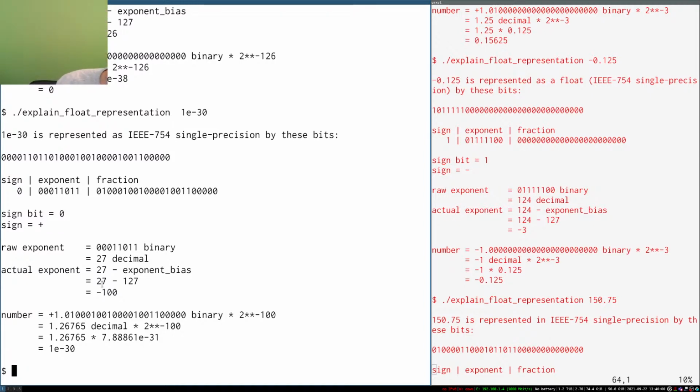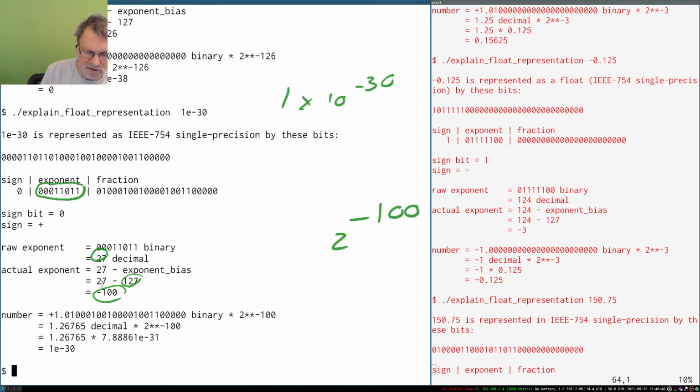So rather than type in 30 zeros, 0.00000001, I've told my program 1e minus 30. How does that turn into a floating point number? That's 1 times 10 to the minus 30. The exponent's quite small. That's the exponent value, which is 27. So 27 minus 127 is negative 100. So our actual exponent is minus 100.